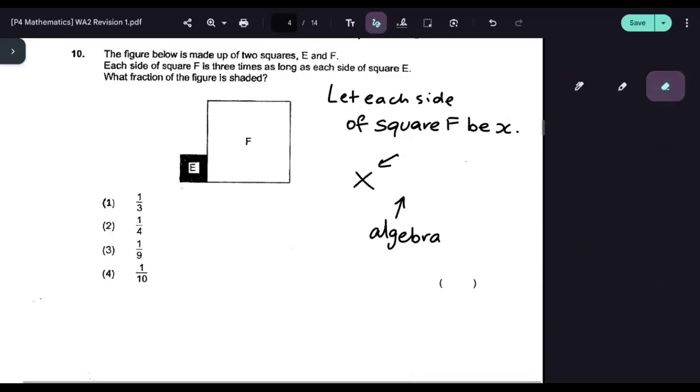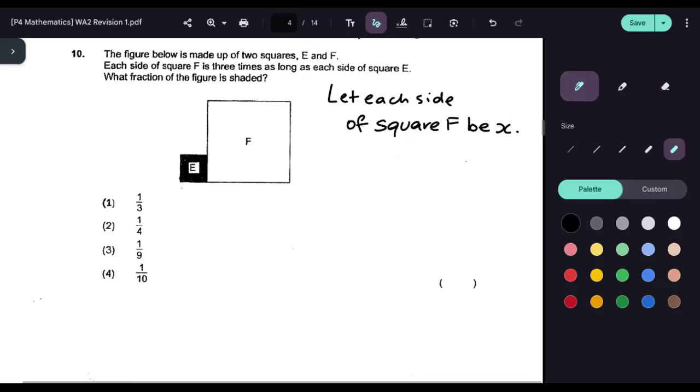Okay, so basically when I say let each side of square F be x, for example, if I have this side be x, and this side be x, what will this side be? Because it's 3 times as long, right? So it has to be 1/3 x. And if you cross out my x's, you can see that the fraction of E that is shaded is 1/3. Answer 1.